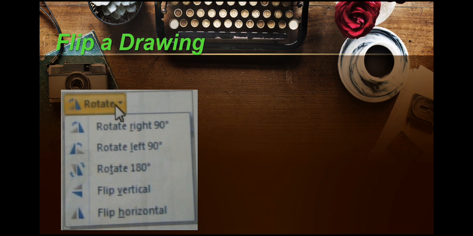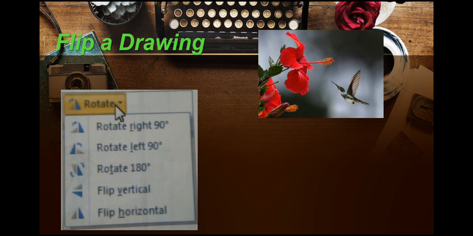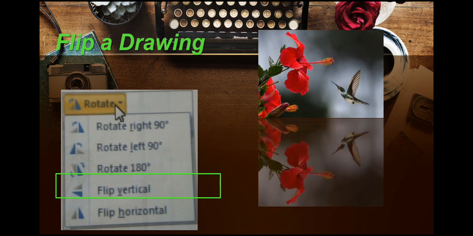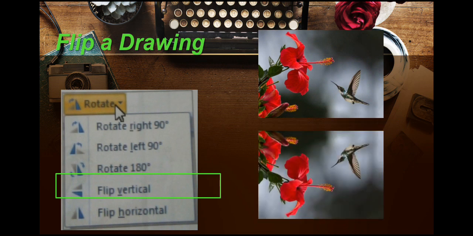Flip a drawing. Here is the complete image of the rotate menu. You can see that the flip options are given on the bottom side. What will happen if we click on flip vertical? First we have an image. This is our picture on the MS Paint screen. If we use flip vertical, vertical means top to bottom direction, it will give the mirror image in the vertical direction. It will create the mirror image vertically for you.